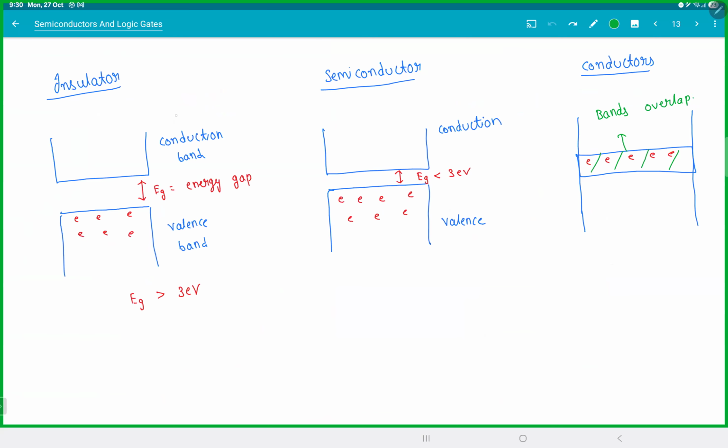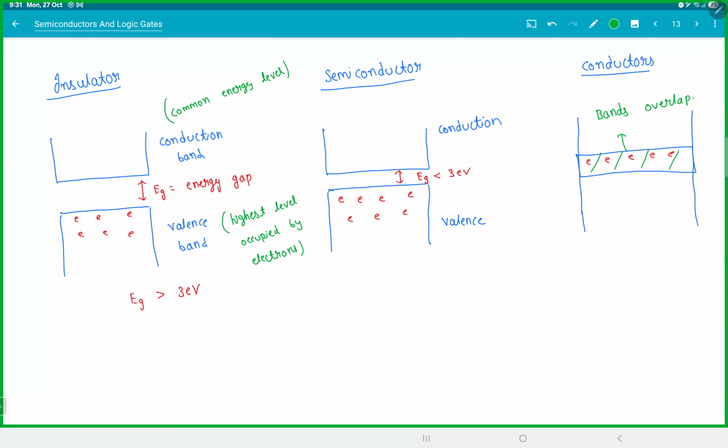In case of a semiconductor, the conduction band and the valence band, the gap is very small. Again, just to say what is a conduction band, the common energy level. This is the energy level, or this is the point where the buildings will start converging. What is the valency band? The highest energy level occupied by electrons. So in case of a semiconductor, the energy gap is less than 3 eV.